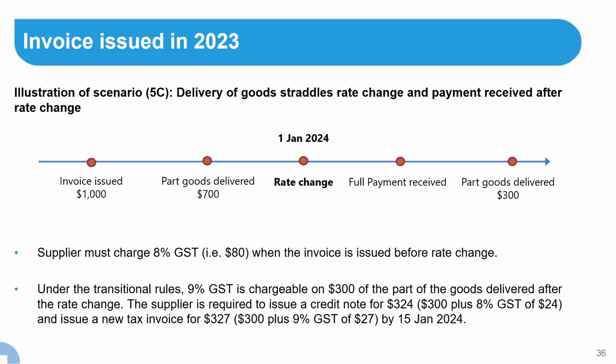As only part of the goods are delivered and payment is not received before the rate change date, the supplier has to make an adjustment to charge 9% GST on the part of the goods delivered after the GST rate change date. In this case, the supplier is required to issue a credit note for $324 comprising $300 of the selling price plus 8% GST of $24 and issue a new tax invoice for $327, which is based on the selling price of $300 plus 9% GST amounting to $27. This must be completed by 15 January 2024.